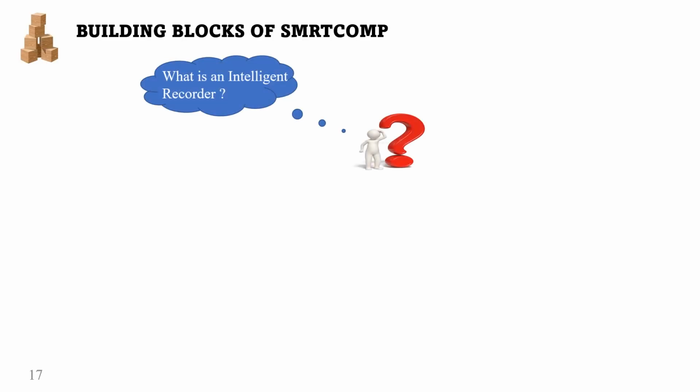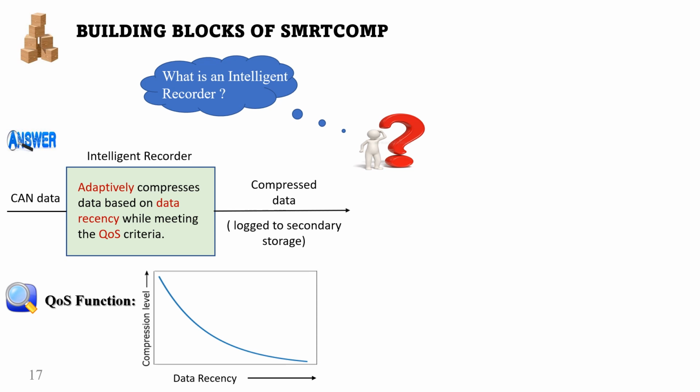So the first question which arises is what is an intelligent recorder after all? We can treat an intelligent recorder as something which adaptively compresses the data based on data recency while maintaining the QS criteria, whose input is the CAN bus data and output is compressed data. This QS function in our experiment is an exponential function, and we will be discussing this function in detail in the later slides.